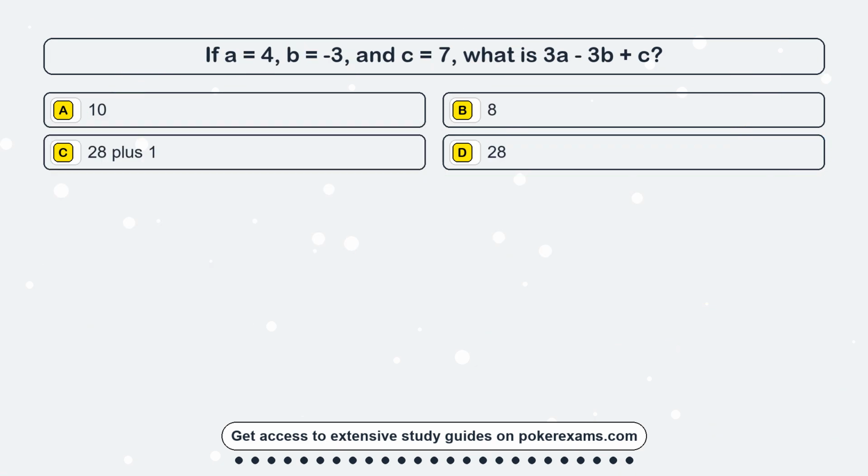Question 8. If A equals 4, B equals minus 3, and C equals 7, what is 3A minus 3B plus C? Option A 10. Option B 8. Option C 28 plus 1. Option D 28.